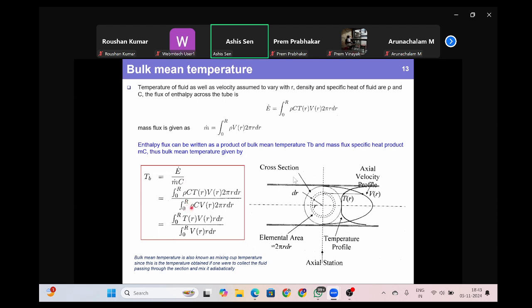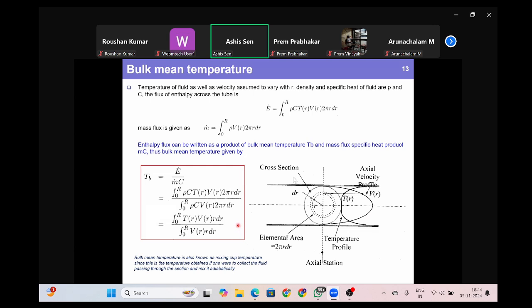So you can see that here the 2 pi gets cancelled, and rho C will also get cancelled. R will not get cancelled because r is getting integrated. So you have the integral of T(r) V(r) r dr from 0 to R, divided by the integral of V(r) r dr from 0 to R. So this is basically the bulk mean temperature. This is the mathematical representation of bulk mean temperature.